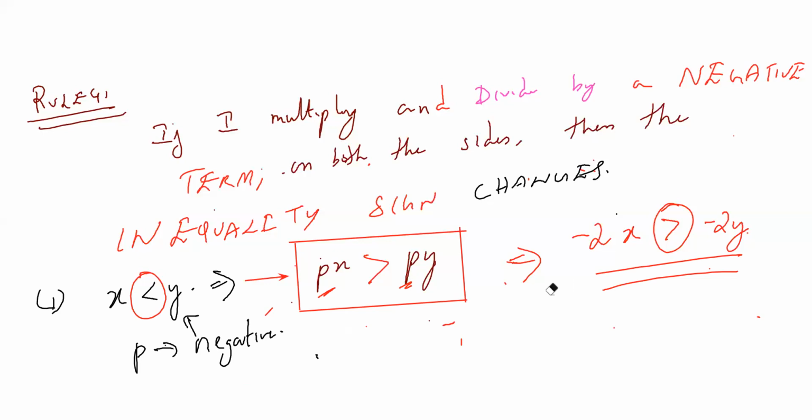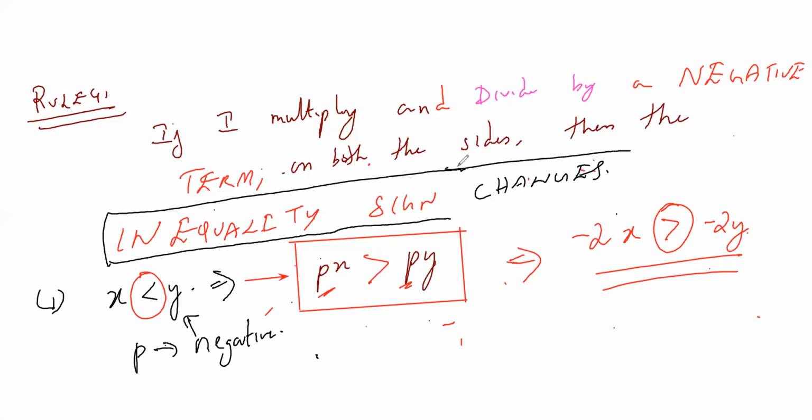Fine. Similarly, if I divide also, what will happen? The linear inequality sign changes. This is more important for us. The inequality sign is changing. This is very, very important. This is what you have to put in a bracket and keep.